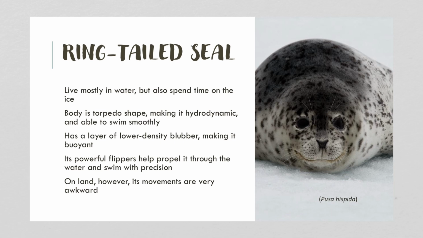They live mostly in the water, but they also spend time on the ice. Their body is a torpedo shape, which makes it very hydrodynamic, so it can flow through the water very easily. So it can swim very smoothly. It also has a layer of lower density blubber, which makes the seal buoyant. It has powerful flippers to help propel it through the water and swim with precision. But on land, its movements are very awkward, so it doesn't get around very well.